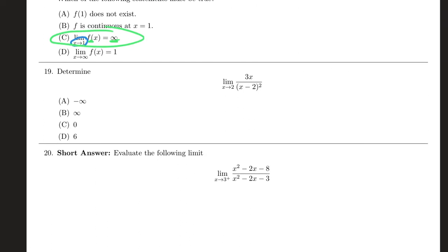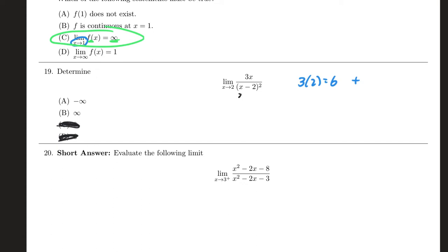All right, for question 19, if you try to plug in 2, you can't because you'd be dividing by 0. So the next thing you would try to do is simplify, but nothing simplifies, which means we're going to have an asymptote. So automatically, I know I have to get positive or negative infinity. And how can I decide? Well, if I were to plug in 2, or a number close to 2, 3 times 2 is 6. Important thing, that's a positive number.